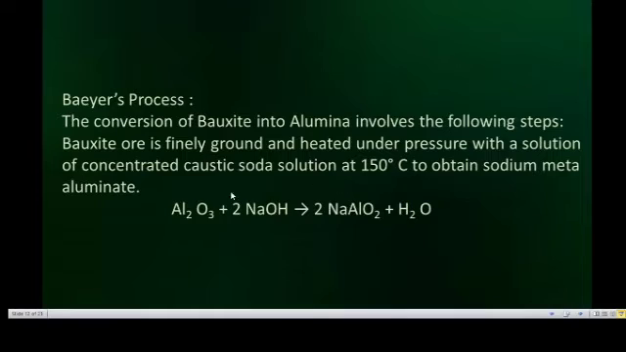Al2O3 plus 2 NaOH gives 2 NaAlO2 plus H2O. This is sodium meta-aluminate. The bauxite plus sodium hydroxide forms sodium meta-aluminate.